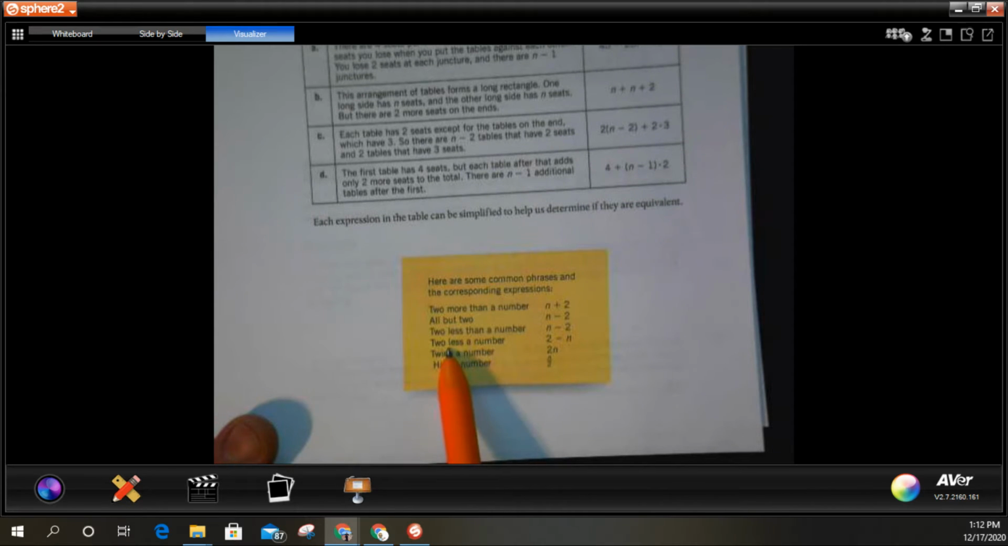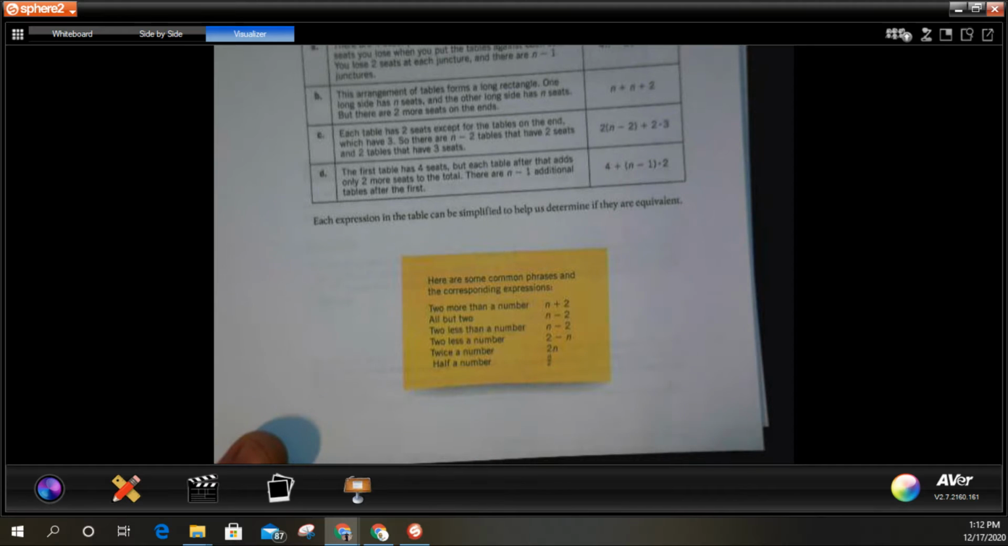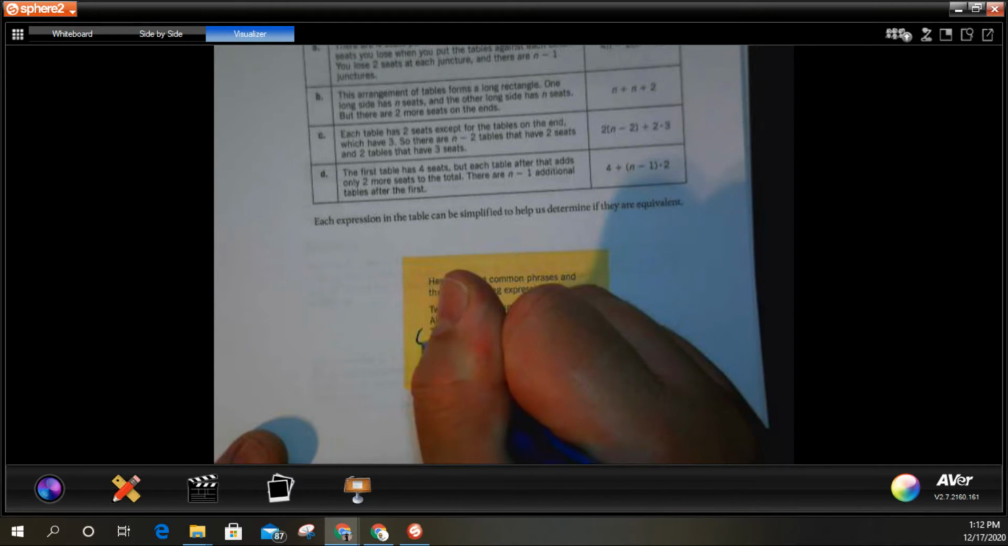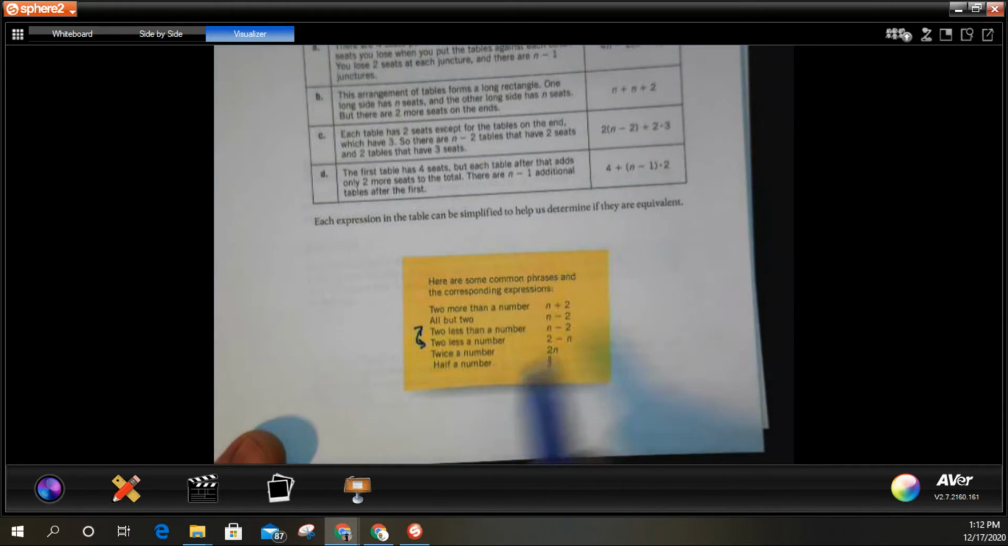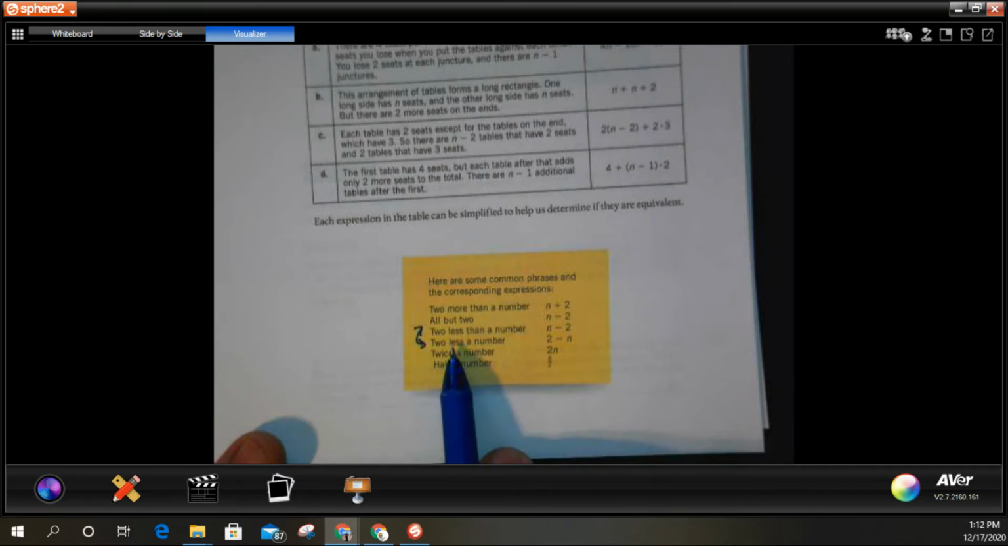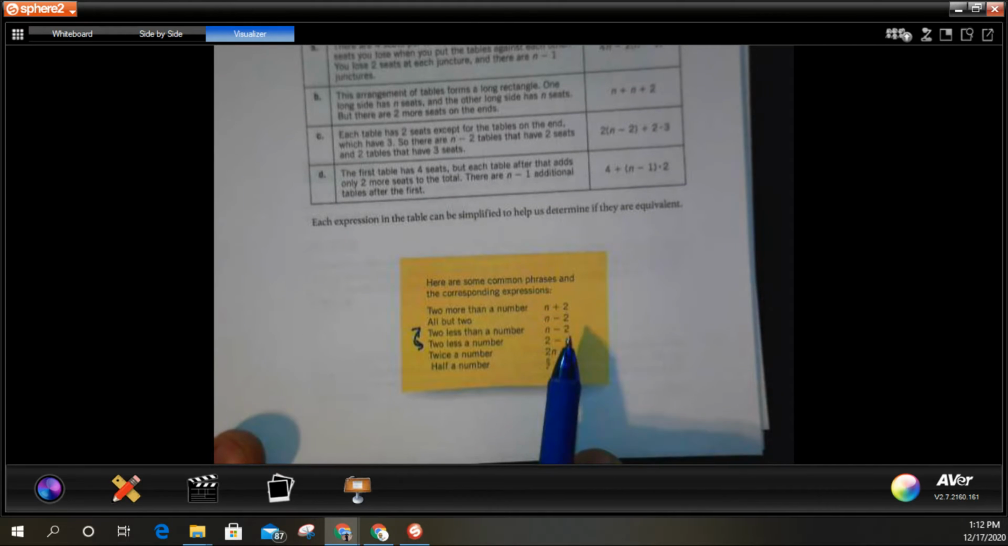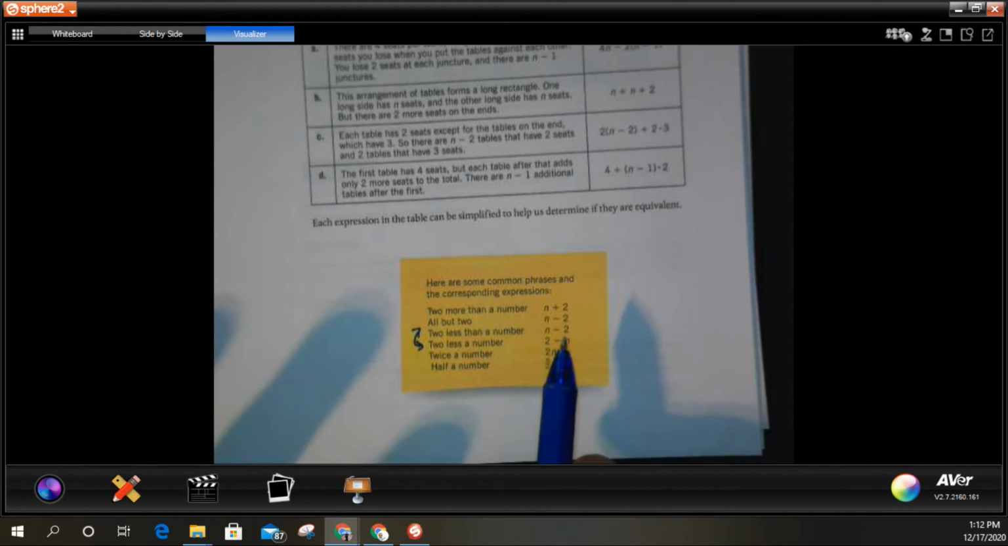Be careful here. These two are really tricky. Okay, 2 less than a number. So I got my number and I want 2 less. Here, I want 2 less a number, so you actually have to switch these. Remember, division and subtraction is not commutative. Twice a number, half a number, you're going to take n times 1 half.